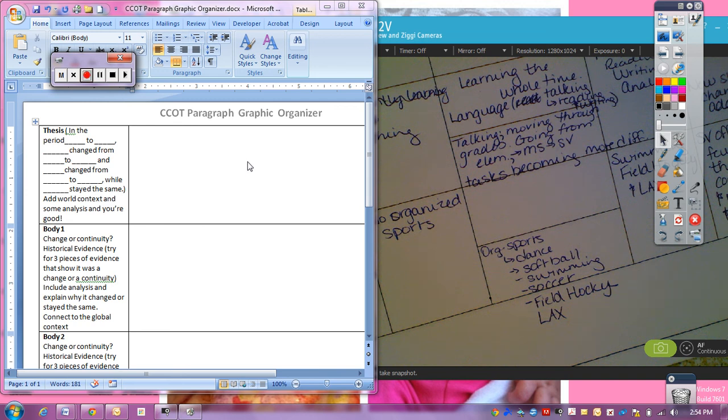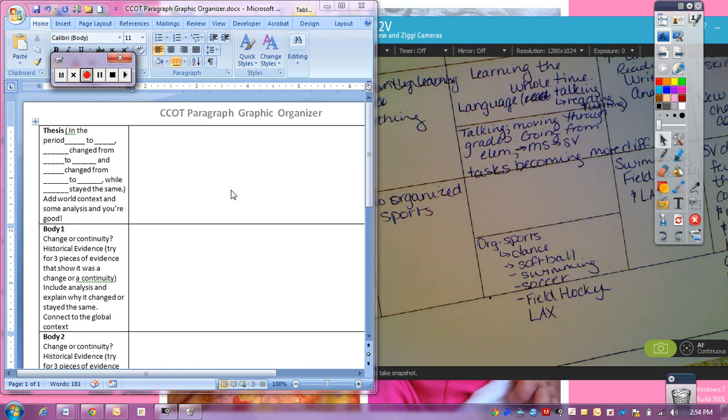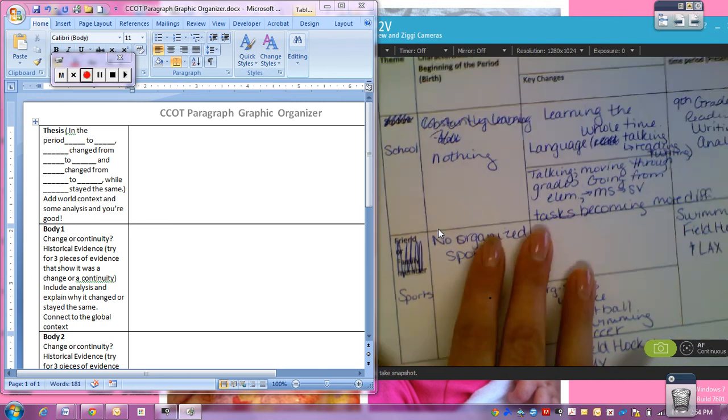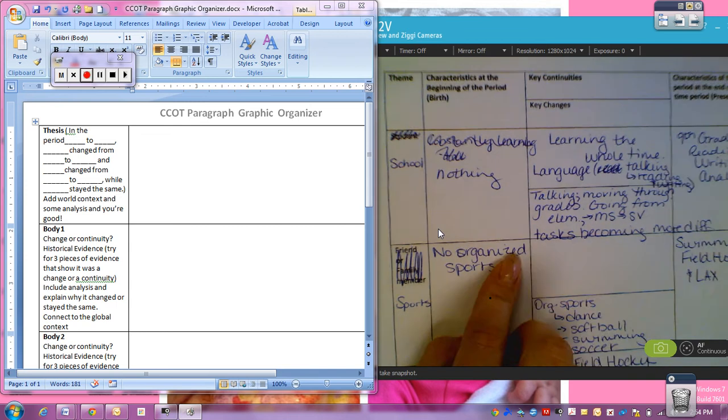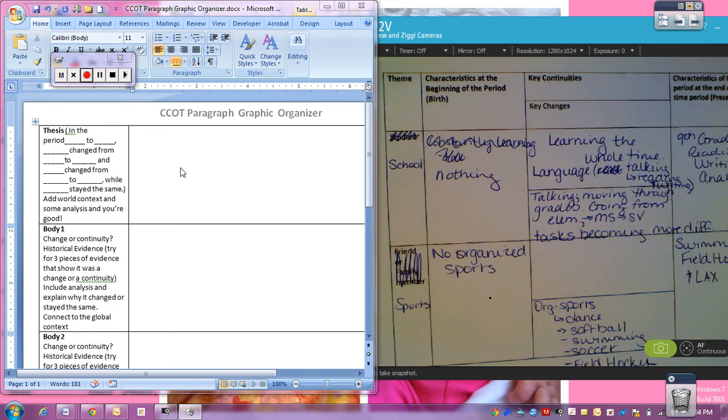Okay, so now we're going to talk about filling in the CCOT paragraph graphic organizer using the information from our chart that we filled out before. If you take a look at this chart, you have characteristics at the beginning of the period and characteristics at the end of the period. If you look over here at the graphic organizer, it's asking you for your thesis. So I'm going to follow this format over here.